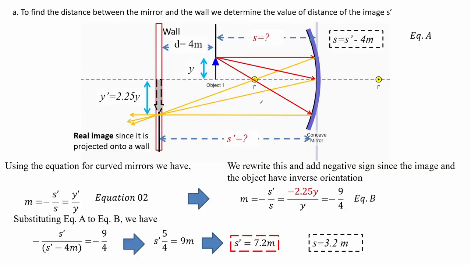For letter A, to find the distance between the mirror and the wall, we determine the value of the distance of the image S'. We use equation 2 or the magnification. Rewrite this and we get equation B. Substituting equation A, we see that the distance of the real image, which is also the distance between the mirror and wall, is 7.2 meters. A positive value shows mathematically that it is on the same side as the outgoing light and it is a real image. From this we can calculate the real object distance also using equation A. Substituting the value of S', we get that the real object distance from the mirror is 3.2 meters.